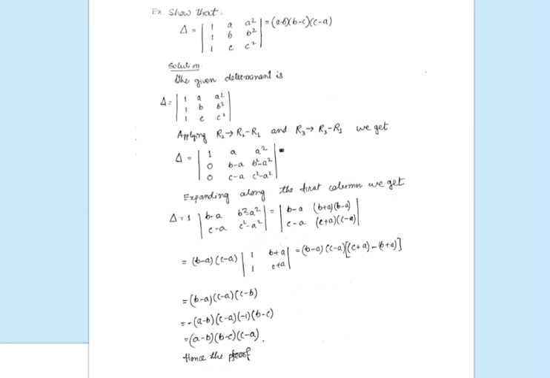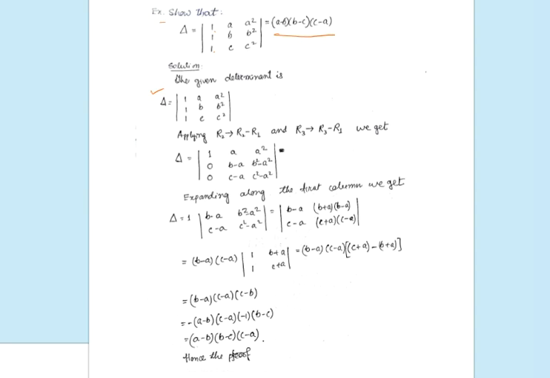Examples from the determinants. In the first example, you have to show that delta, which is given by 1, a square; 1, b square; and 1, c square as first, second, and third rows, is equal to (a minus b)(b minus c)(c minus a). Let us write down the determinant delta again.